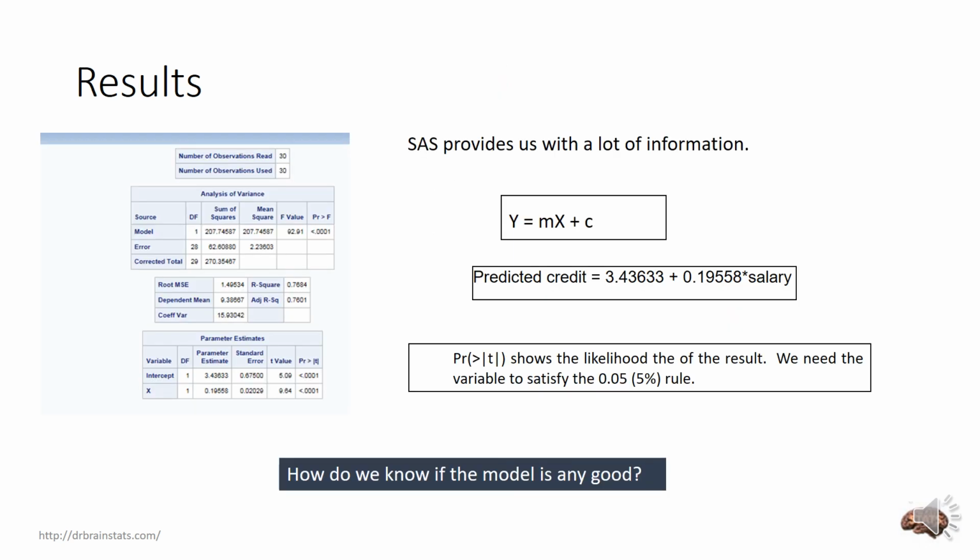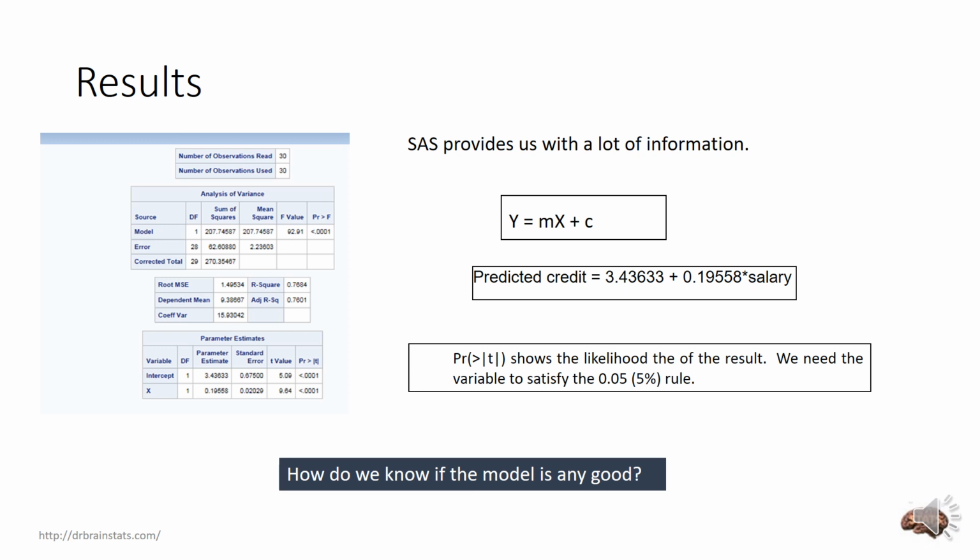And these are our results. We are interested in the parameter estimates box, where it tells us our model scores. Using the equation y = mx + c, we can see the intercept is 3.43, and we need to multiply X by 0.19558 to get our predicted credit. Now we need to know whether these variables are strong enough to use in a model. Using the t statistic, we can see if they're both below 0.05.